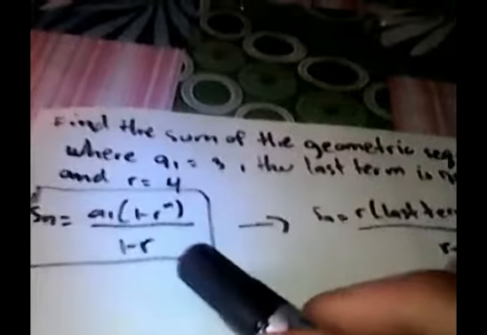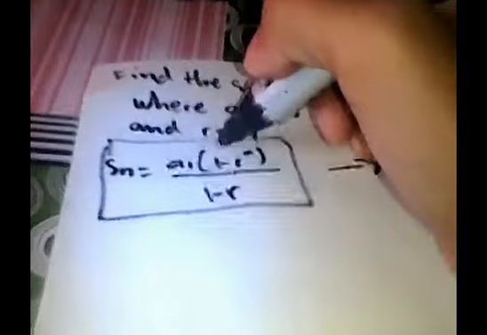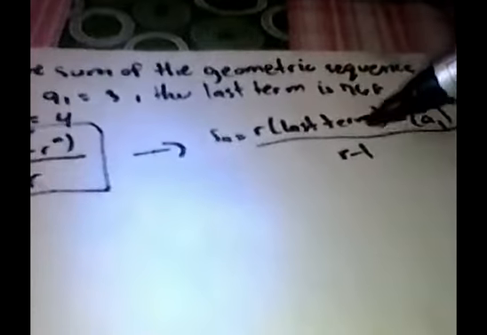Okay, now let's try another problem. Find the sum of the geometric sequence where a sub 1 is equal to 3, the last term is 768, and r is equal to 4. In this case, we don't have the number of terms, which is necessary for the formula S sub n is equal to a sub 1 times 1 minus r raised to n over 1 minus r. Therefore, we can no longer use this formula, and instead we will use the formula I have created.